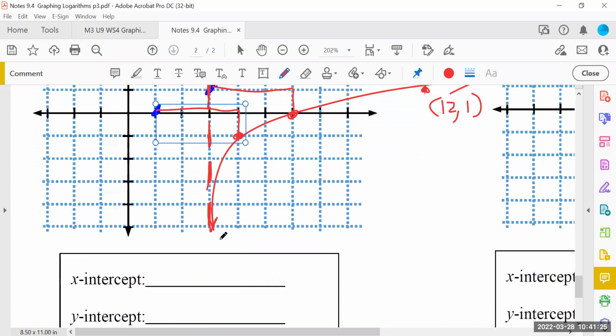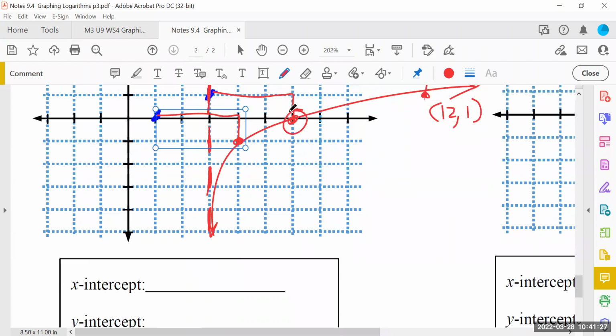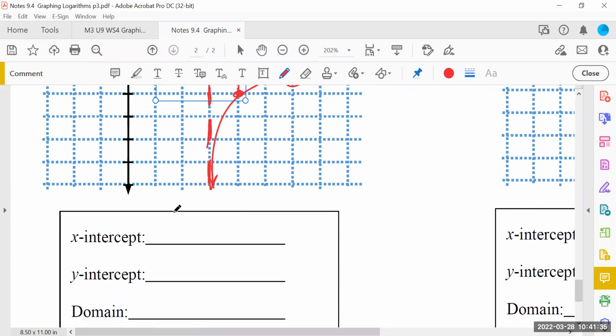The x-intercept. Does everybody see that I already have the x-intercept? I don't have to go solve for it because I've already got it on my graph. 1, 2, 3, 4, 5, 6. My x-intercept is (6, 0). This one, once again, I have no y-intercept. So none.